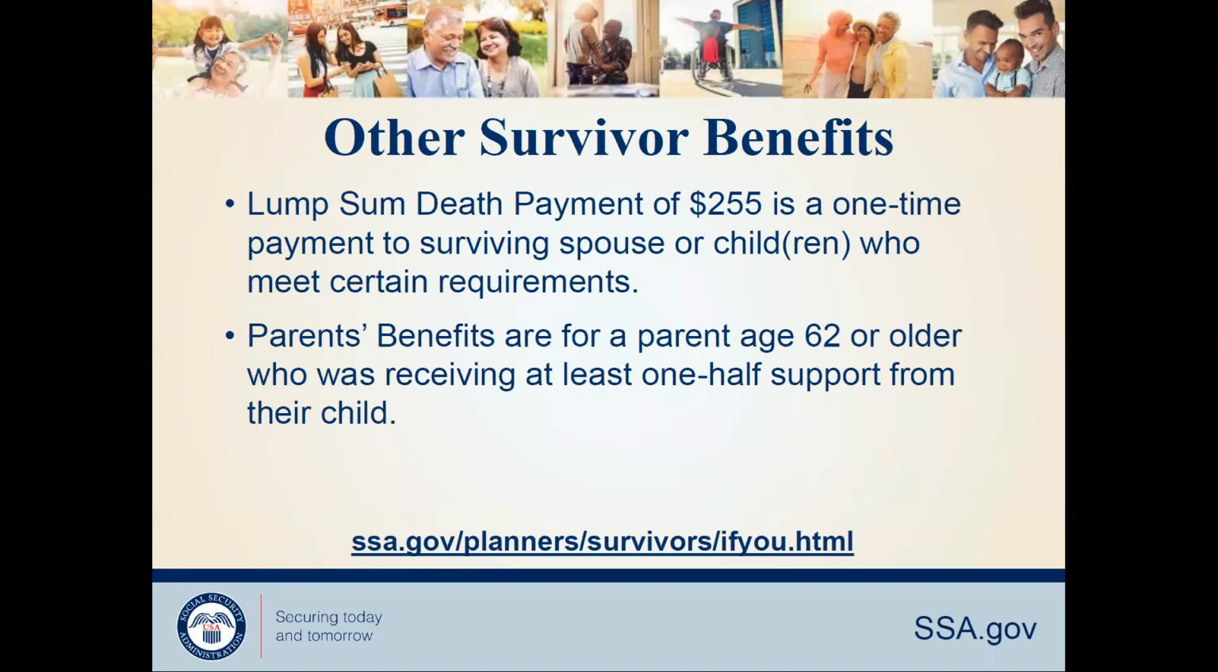The other survivor benefit is a parent's benefit for a parent who is at least age 62 and was receiving at least one half of his or her financial support from their child who died. Although parents' benefits are included in our survivor benefit program, the number of people who receive parents' benefits is relatively small. Next slide.